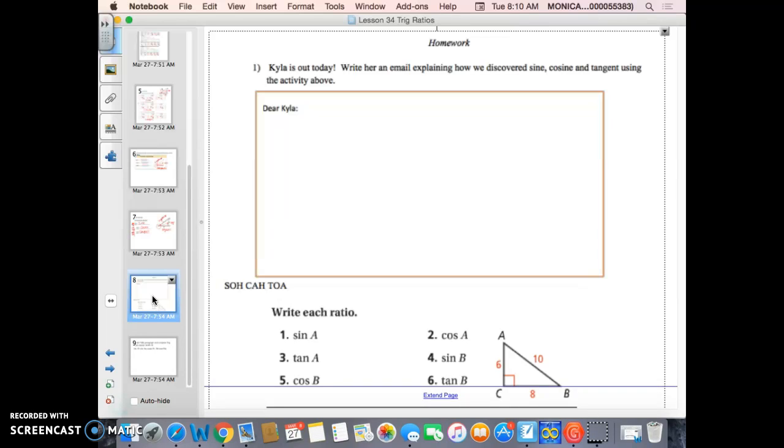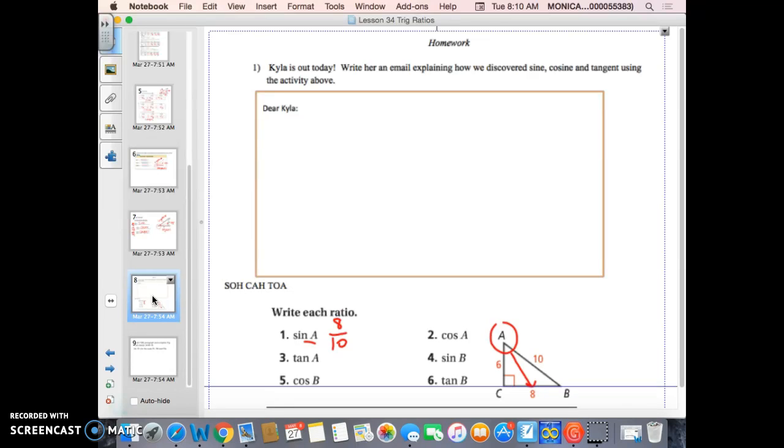So for example, if I'm looking at the sine of A, that indicates that the angle I'm looking from is angle A. And sine, remember, is opposite over hypotenuse. So the opposite side is 8, so it would be 8 over 10. You can simplify it if you want, or you can just leave it 8 over 10. You could also write it as 4 over 5.